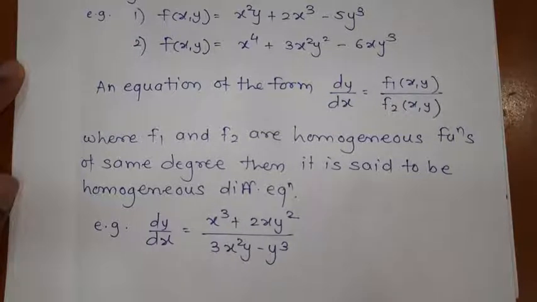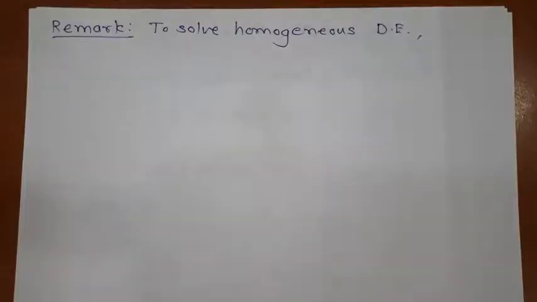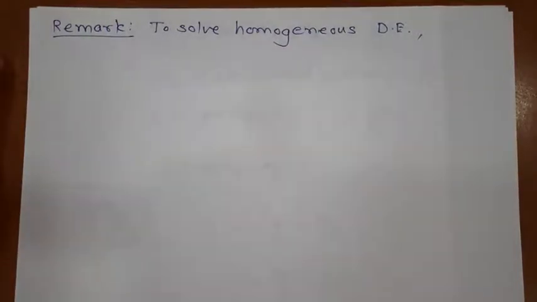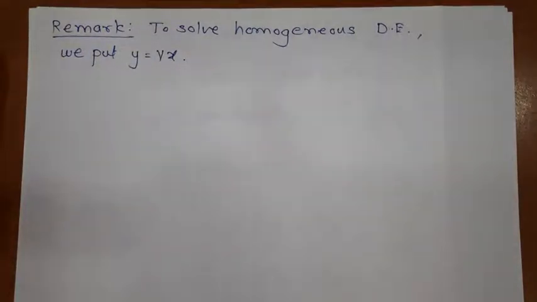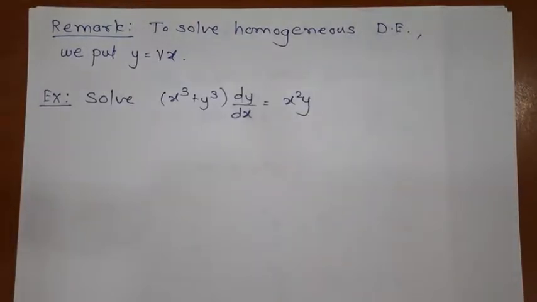Let us see how to solve such problems. To solve a homogeneous differential equation, we always put y is equal to vx. By putting this, we convert the problem into variable separable type, and already we have seen how to solve problems of variable separable type, right? So let us solve one example using this technique. This example we have to solve using our method.